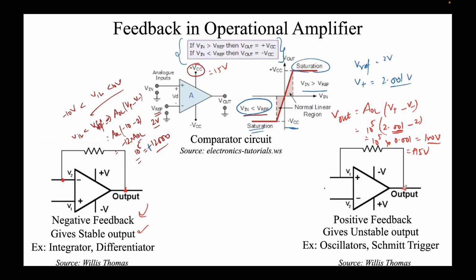If some component of output voltage is getting fed to the non-inverting terminal, we call it positive feedback. If you load the plus node, this also usually gives unstable output, but these are still useful. These are used in oscillators, and one of the famous oscillators is Schmitt trigger.